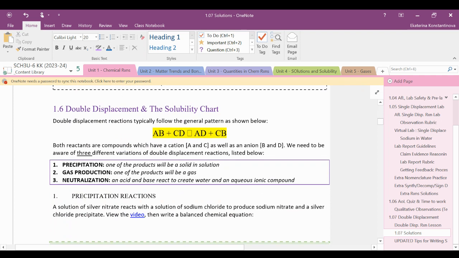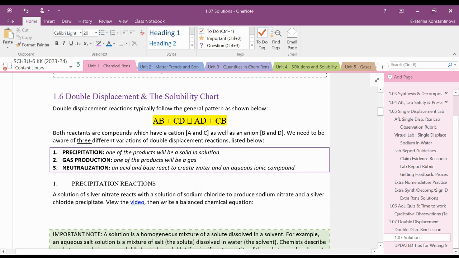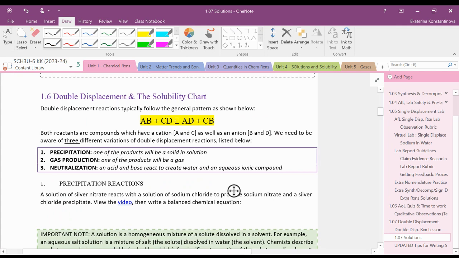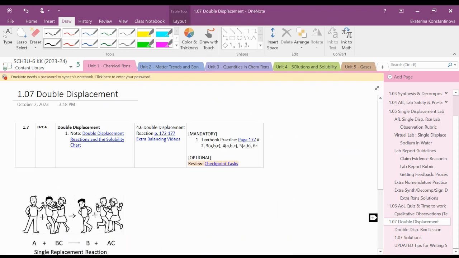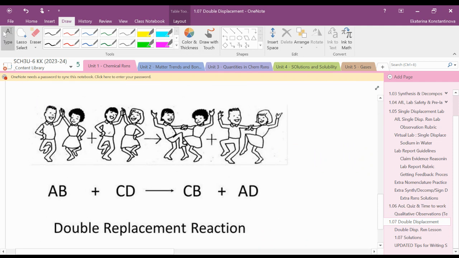Okay, so last year when you were looking at double displacement, you were introduced to this general equation. AB plus CD will produce AD plus CB. So the cation will replace the cation, or the anion will replace the anion. You can choose, but basically they swap places. A way to remember it is to take a look at this picture. People are dancing and then they switch partners.